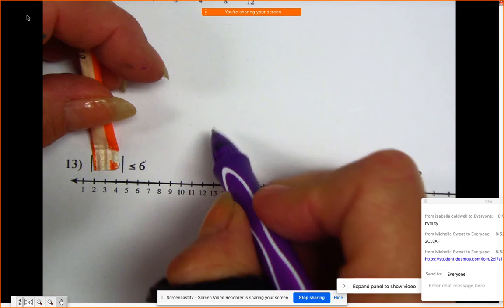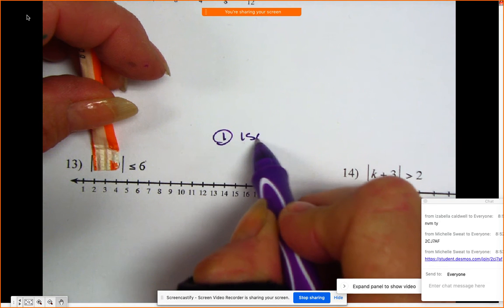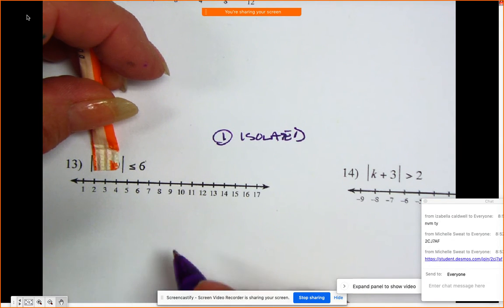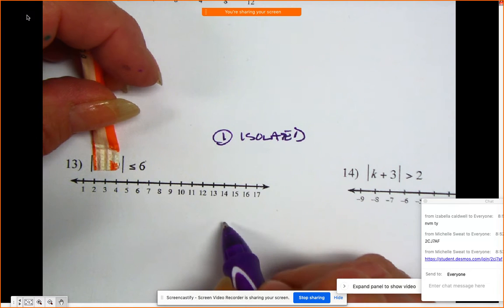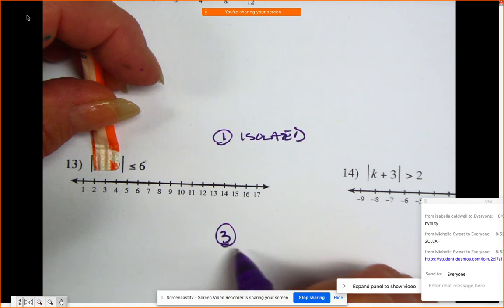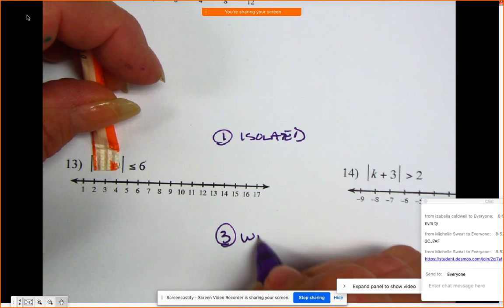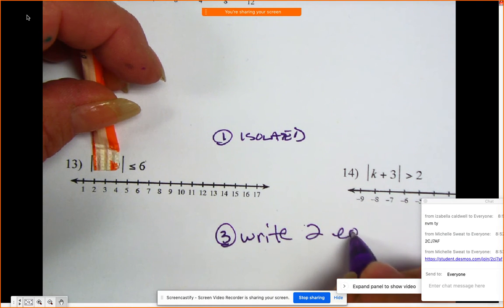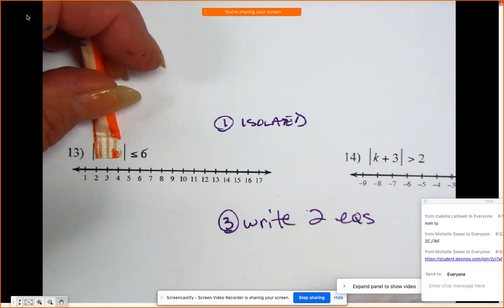You still ask, is it isolated? Okay, is it isolated? And then I'm going to also skip to rule 3. I'm going to write my two equations, but there is an exception when I write my two equations, and it is a less than or a greater than.